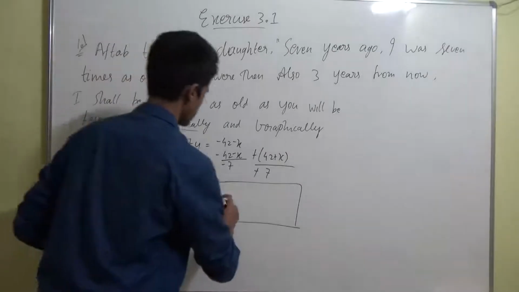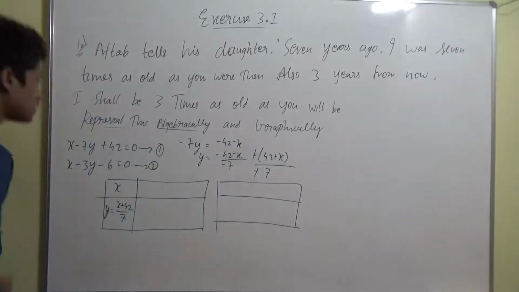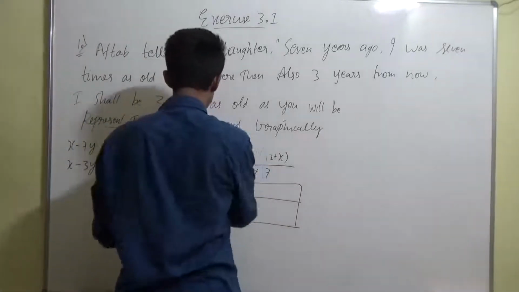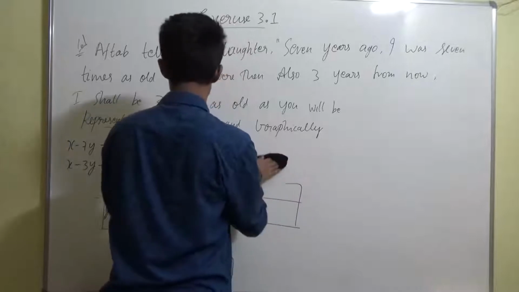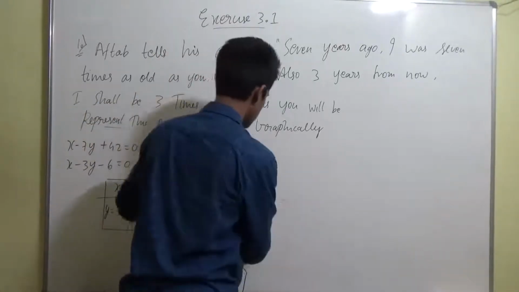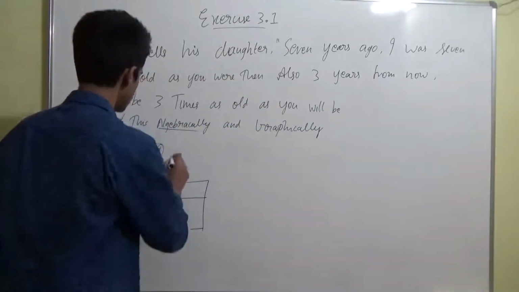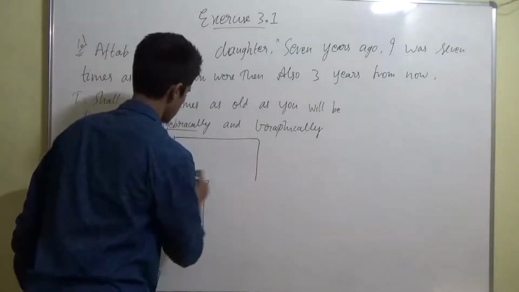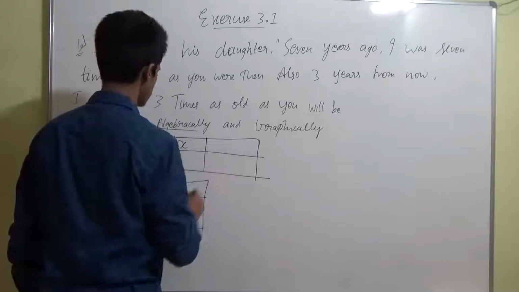If we do the table for the second equation, just a minute, guys, we'll do it here. There's some space constraint. We'll rub this off now, because I need some space to draw the graph. So let's do it here itself for the second equation. This is x, and here we have to put the values of y.